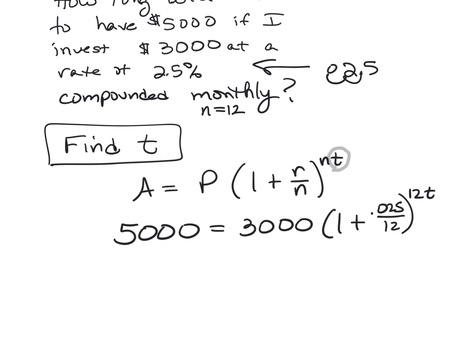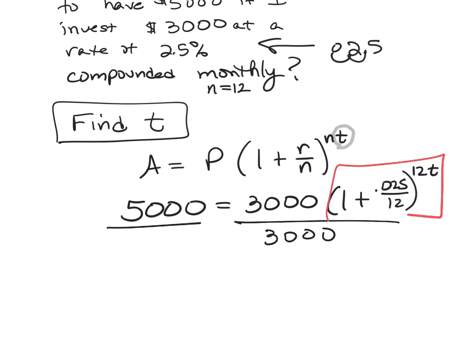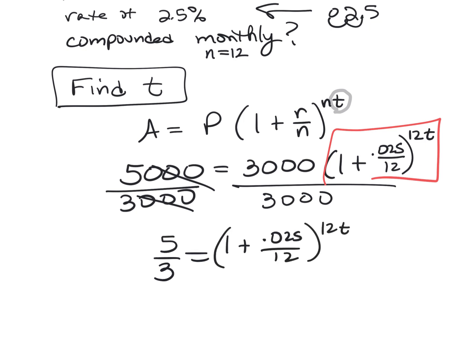Now, what I'm going to be doing here is turning this into an exponential. And then I can either use Bay or I could add log to both sides. But the first thing I'm going to do is get rid of the 3,000. So I'm going to divide both sides by 3,000 because I want to isolate the exponent. So then this just cancels. So then I'm left with 5/3 is equal to 1 plus 0.025 over 12 raised to the 12t power.